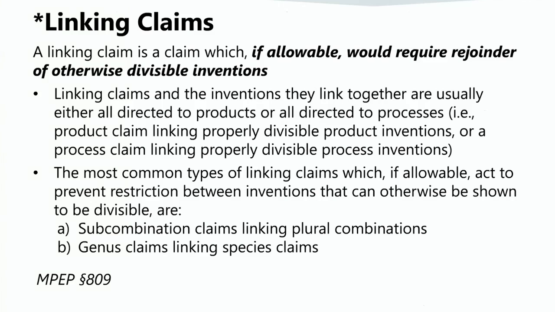This is an important slide defining linking claims, which have a significant impact on restriction and rejoinder practice. Common types of linking claims are A. Subcombination claims linking multiple combination claims, and B. Genus claims linking species claims. We will discuss examples of these in later slides.